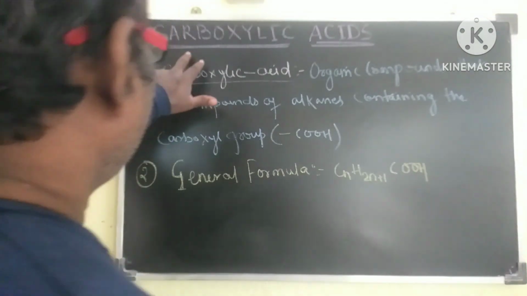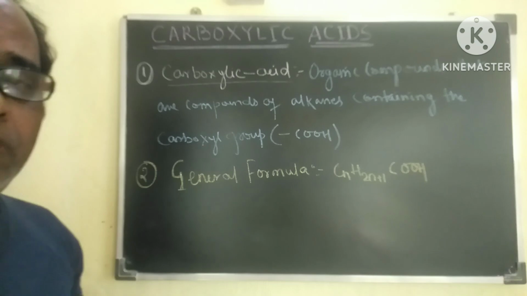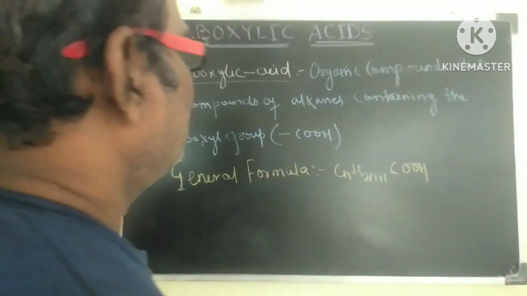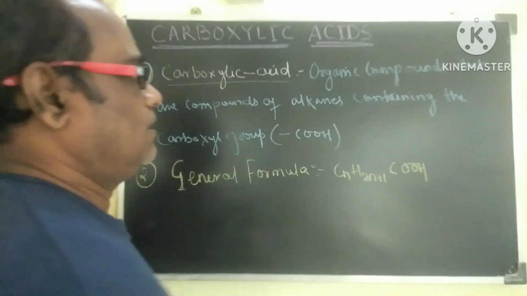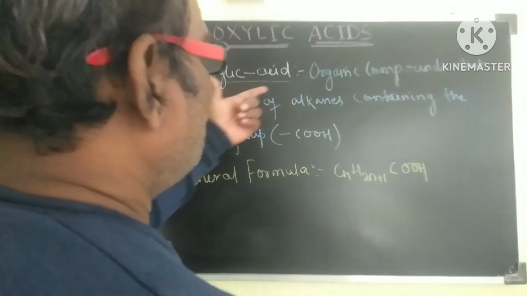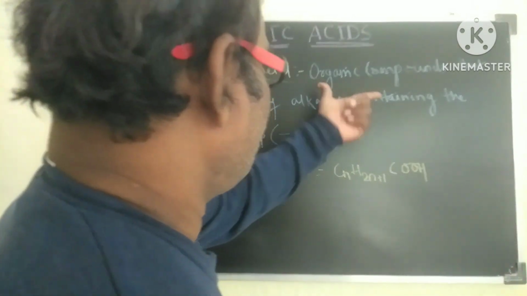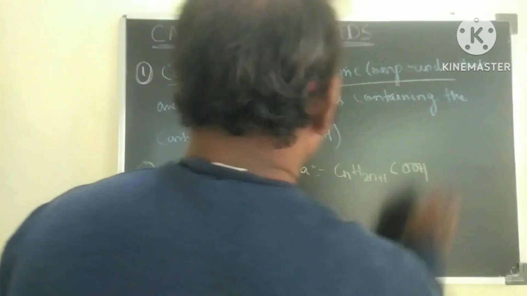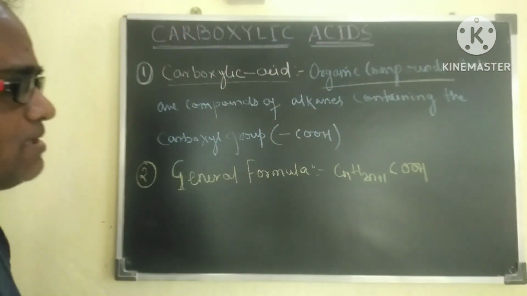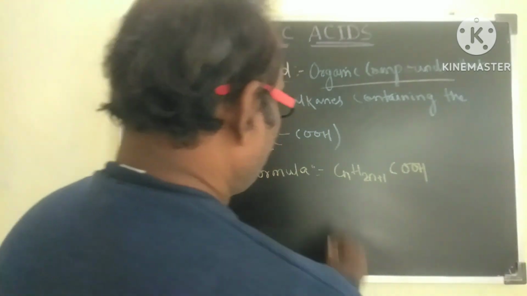We'll go with one more chapter, that is carboxylic acids, which is there in your class 10 ICSE. Now, what is carboxylic acids? Actually, they are also a kind of organic acids which have the properties of acids. Carboxylic acids are derived from alkanes. So, we can say they are organic compounds derived from alkanes and containing the carboxyl group. So what is carboxyl group?